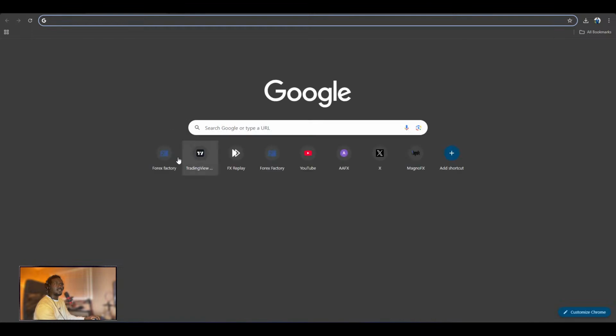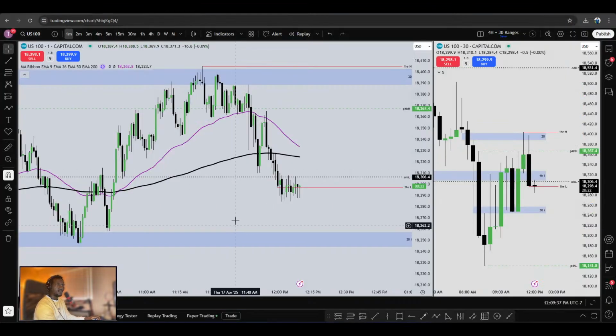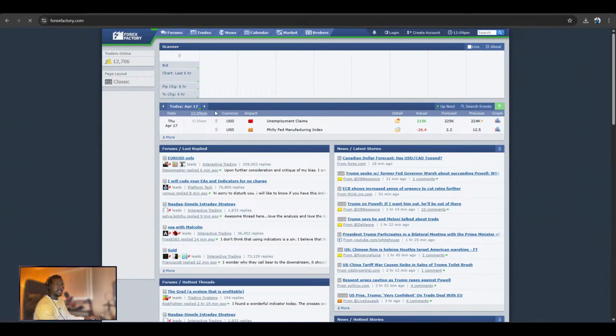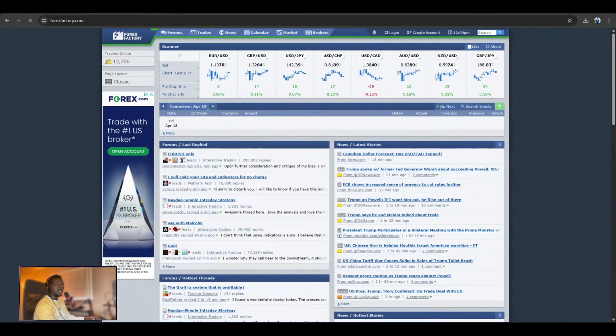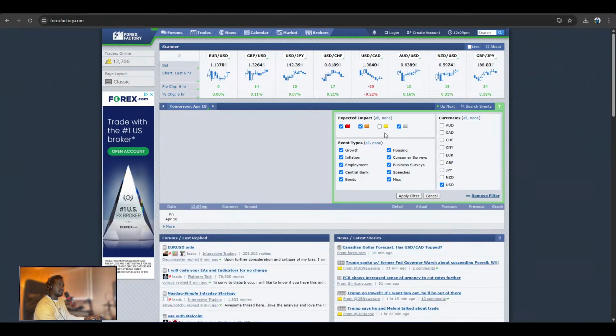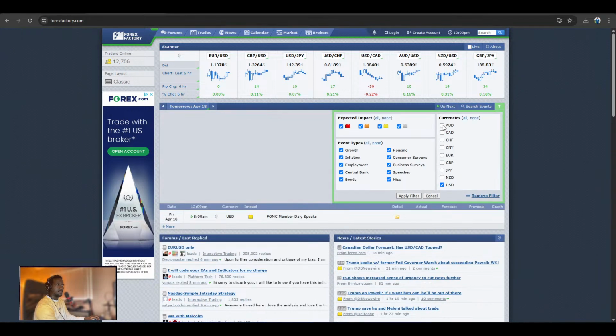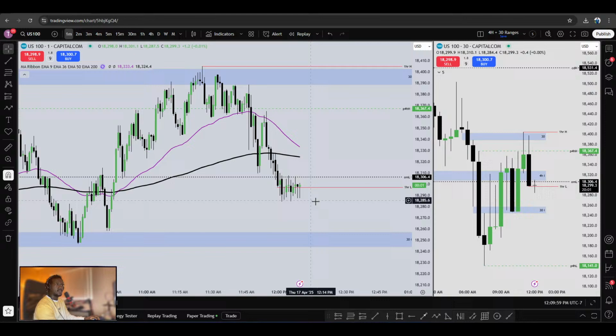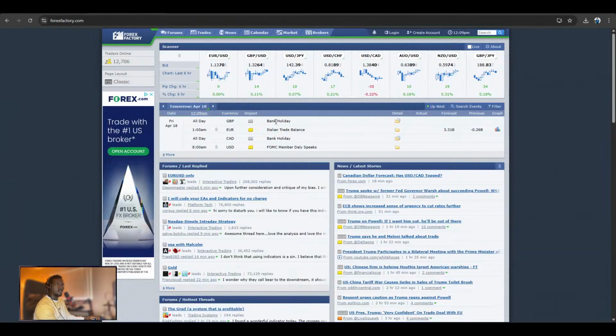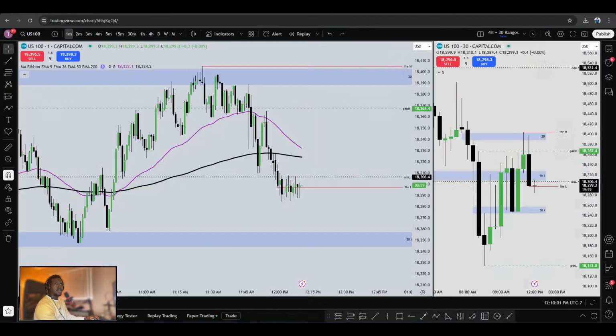Actually, is it a holiday? Let's see. TradingView, Forex Factory. What is happening tomorrow? Nothing. There's some news at 8 a.m. Let me add some more of this. GBP bank holiday. CAD bank holiday. So USD, it's not a bank holiday. Okay.